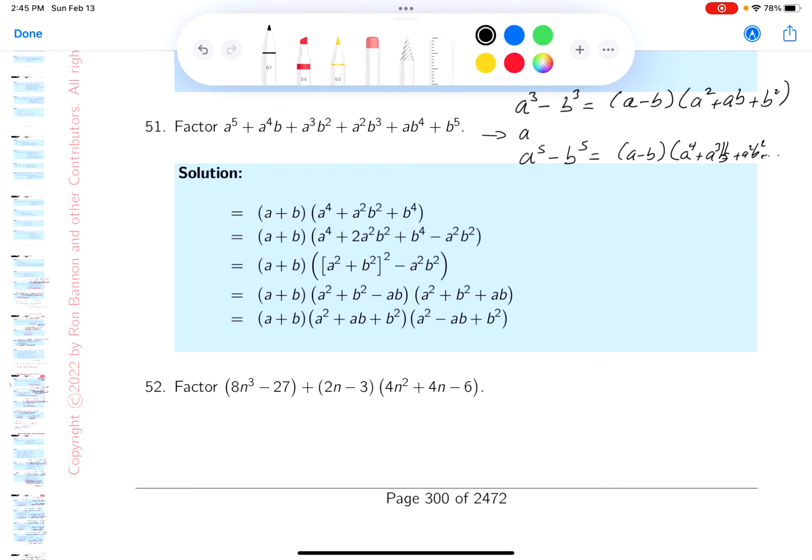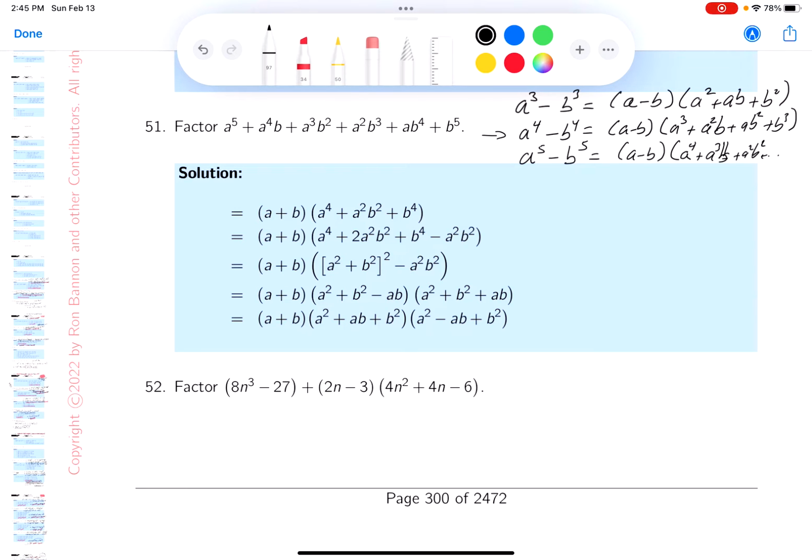Now, I'm going to write this one down. This is a4 minus b4. You would get a minus b. Well, the pattern's really the same. And let's write that down for you. It's going to be a cubed plus a squared b plus ab squared plus b cubed.